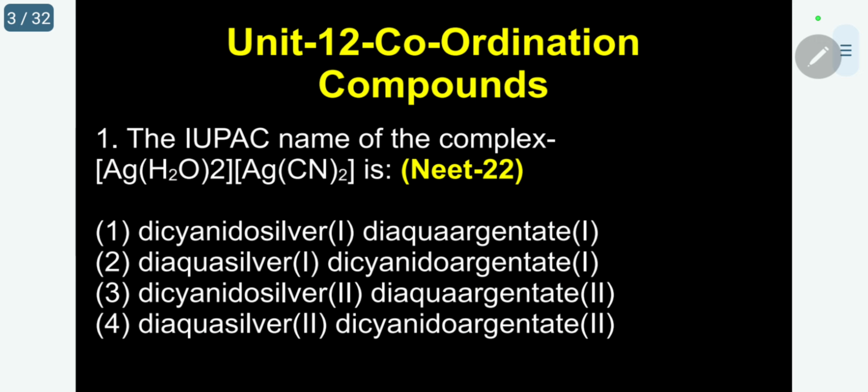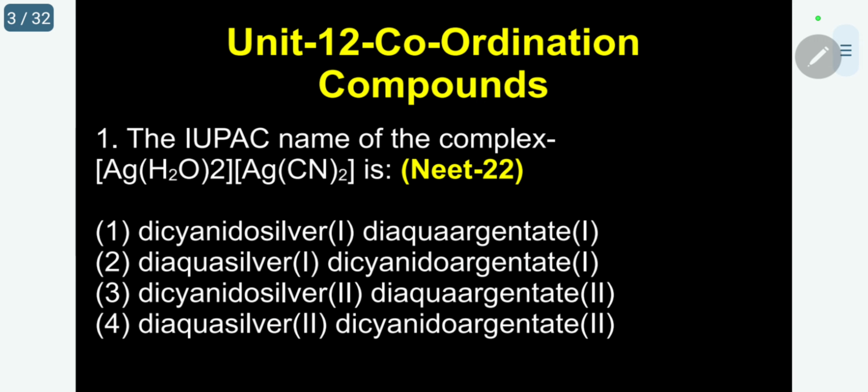Options are: number 1, dicyanidosilver(I) diaquaargentate(I). Number 2, diaquasilver(I) dicyanidoargentate(I). Number 3, dicyanidosilver(II) diaquaargentate(II). Number 4, diaquasilver(II) dicyanidoargentate(II). So these are the options.